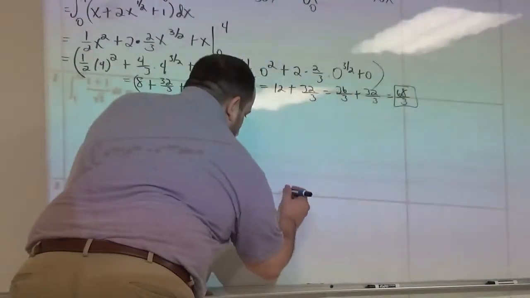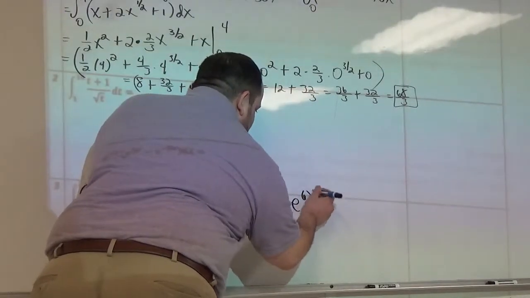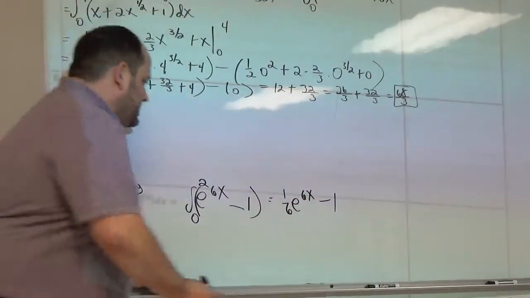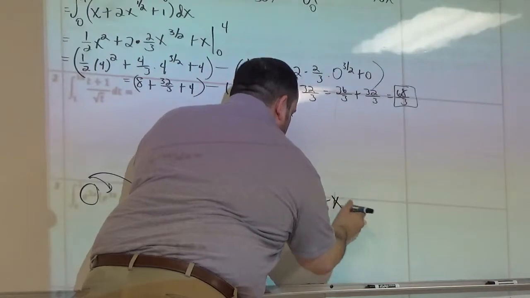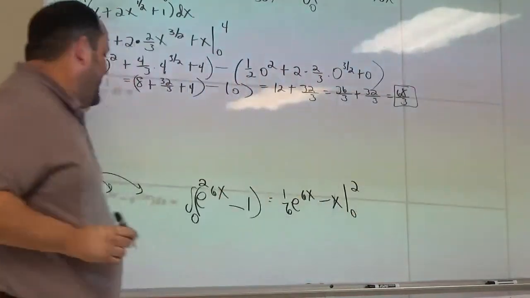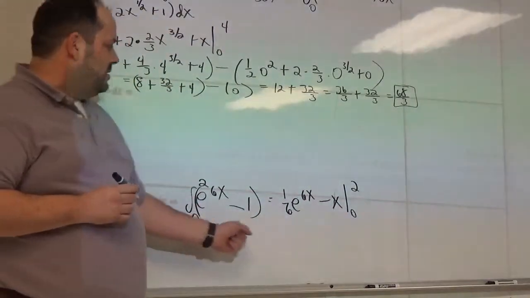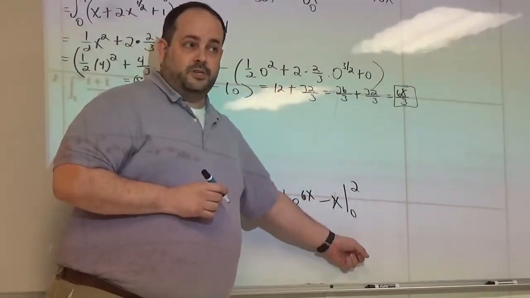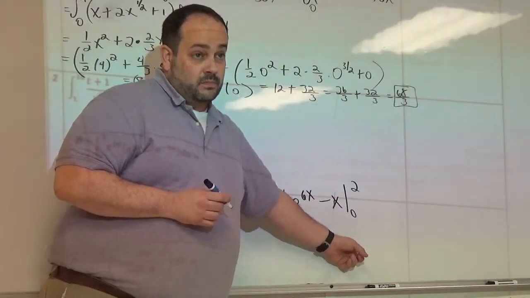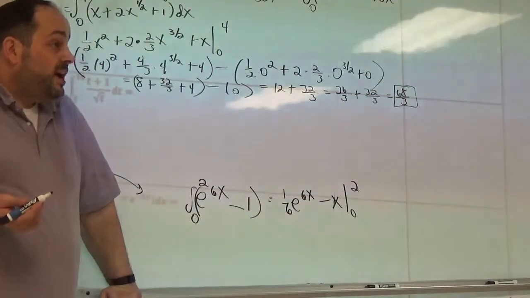Okay, I'm seeing a lot of folks make some good progress on this. The antiderivative is 1/6 e to the 6x, ooh, ugliness, minus x. That's when you find the antiderivative, when you replace the definite integral with the evaluation notation. Your next move? Evaluate. We're going to plug in.